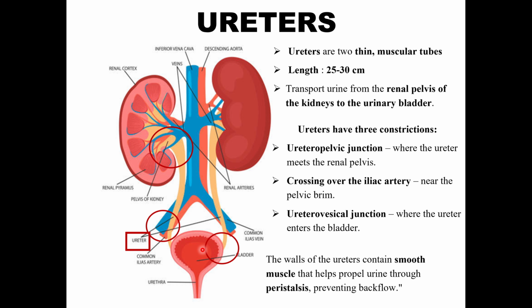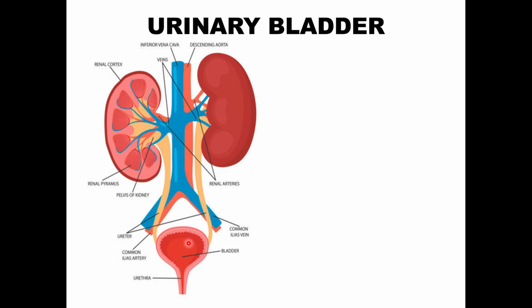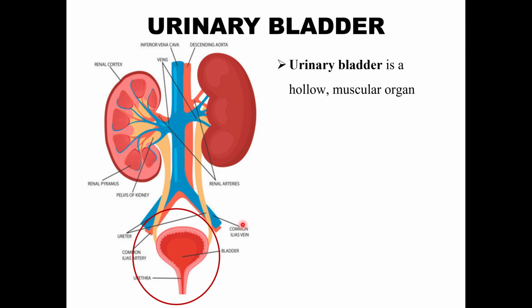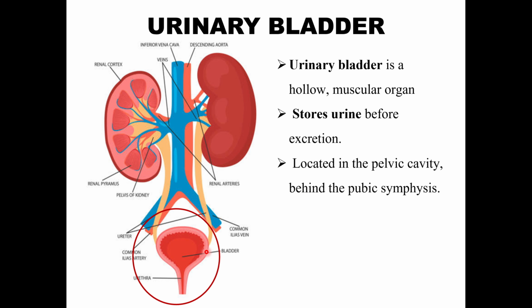If you come below the ureters, you will find the urinary bladder. There is only one bladder for male and female. Like there were two kidneys and two ureters, but there is only one bladder. The urinary bladder is a hollow muscular organ that temporarily stores the urine before excretion. So whatever urine is produced by the kidneys comes down and is stored in the bladder, and this bladder is located in the pelvic cavity.